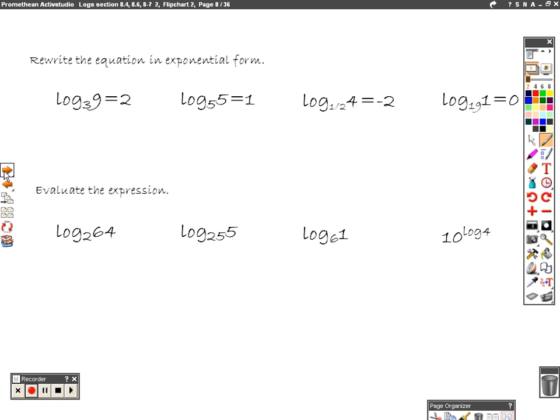All right, so this is the last slide. I want you to rewrite these log expressions into exponential form and evaluate these expressions. So 2 to what power, you have to put your question mark, 2 to what power equals 64. All right, so watching the video was your homework, taking notes was your homework, but I also want you to do these 4 problems and these 4 problems here and come in tomorrow with your answers.